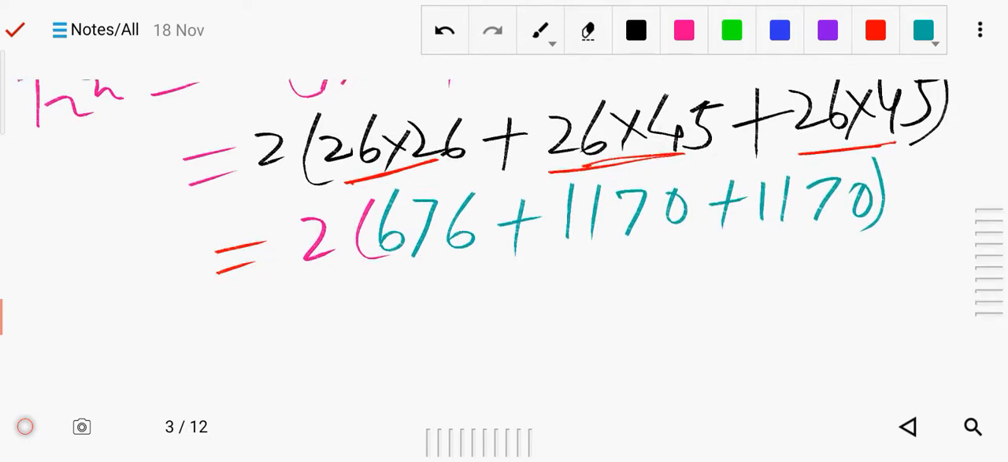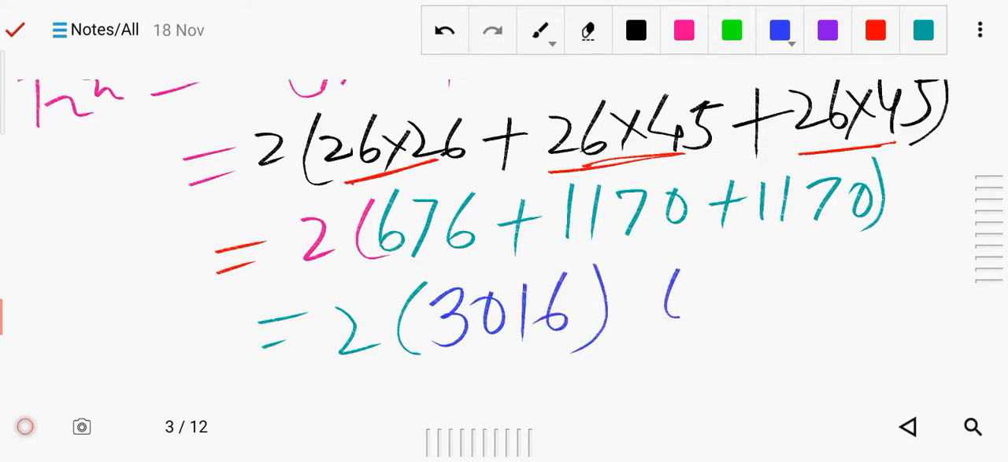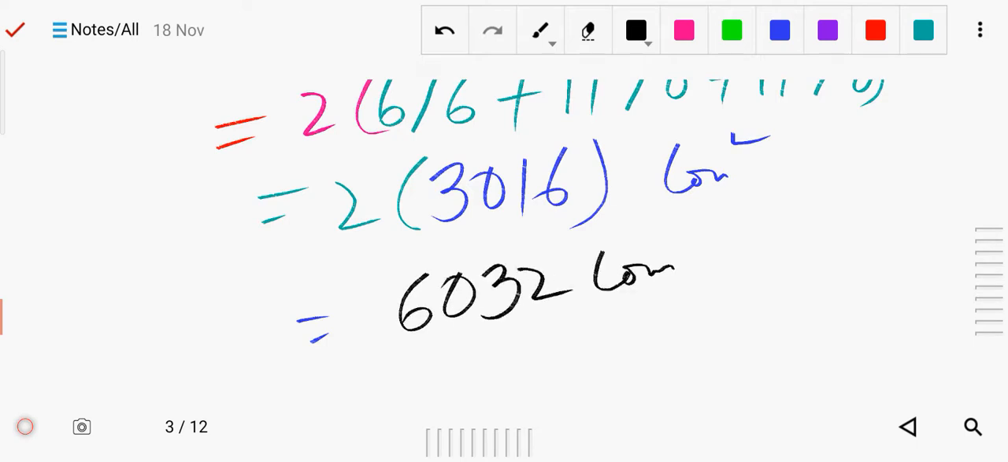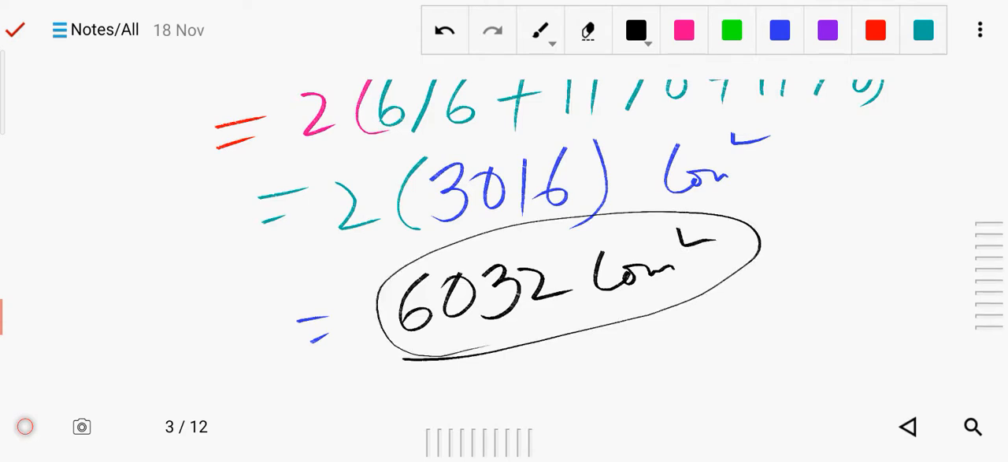Now these all three values you have to add first. After adding you will get 3116, and this is in centimeter square. Now you multiply by 2, and after multiplying you will get 6032 centimeter square. So this is the area of the tin.